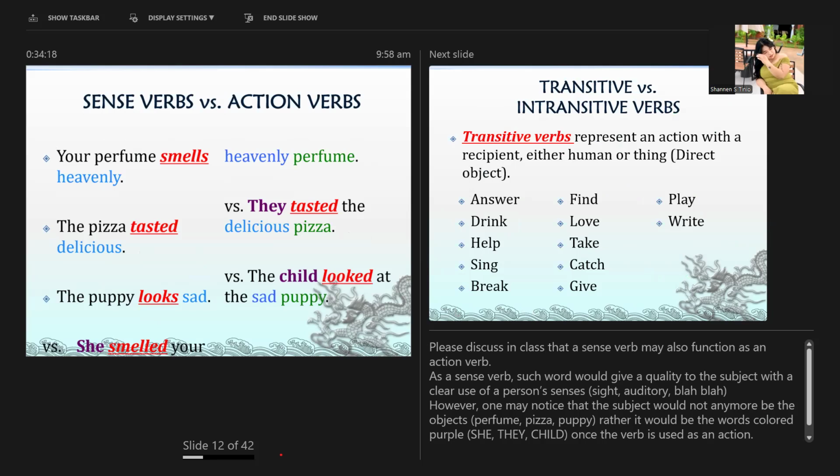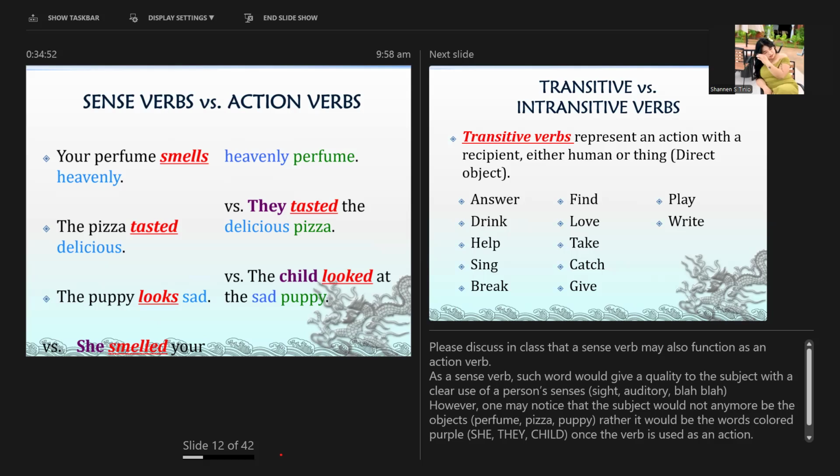Sense verbs versus action verbs. Your perfume smells heavenly. Okay? So that's a sense verb. The pizza tasted delicious. The puppy looks sad. And then we have, hindi lang maganda yung pagkaka-arrange, pero they've tasted the delicious pizza. So yun yung pagkakaiba. Alright?